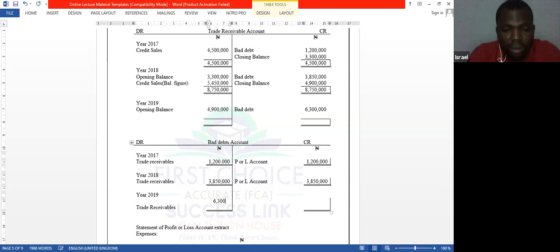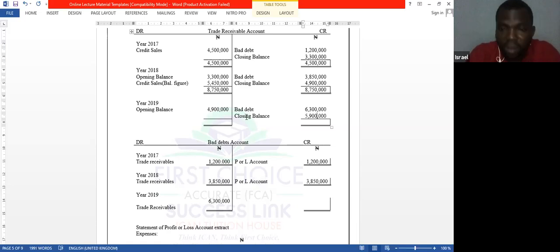After you put your 6.3 here, you need to close the account. So the difference, what is given to us is 12,200. So now we have our closing figure here, our closing balance, which will now be the 2.2 minus 6.3. If you press your calculator, that should give you 5.9. So you have your 5.9 here.